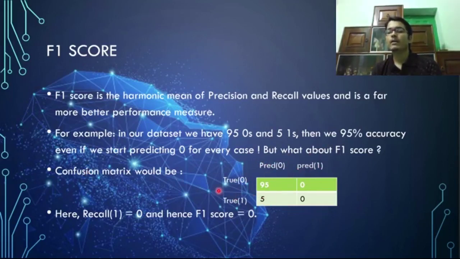So our confusion matrix would look something like this, and the recall value of 1 would be basically 0, because there are 5 true values of 1, out of which we recall 0 correctly. So the recall value of 1 will be 0, and hence the F1 score would be 0, because the F1 score is nothing but the harmonic mean of the precision and recall values. The harmonic mean, I told you, is 2ab by a plus b, where a and b are the recall and precision values. So if you put a equal to 0, the F1 score will be 0.